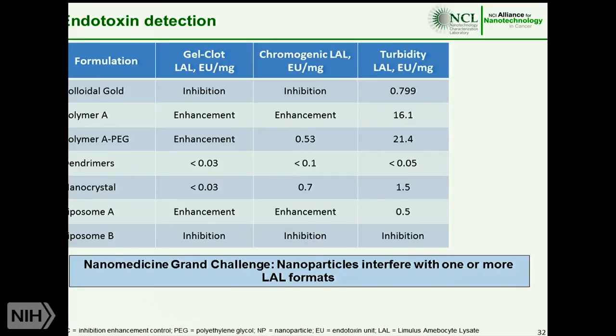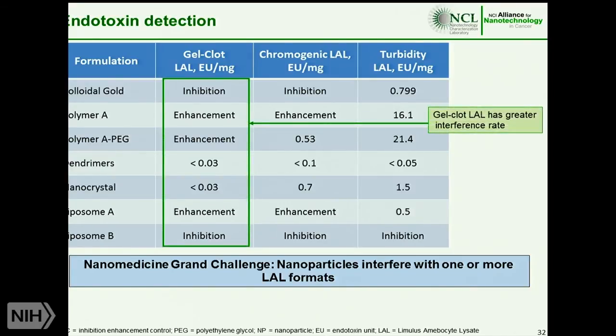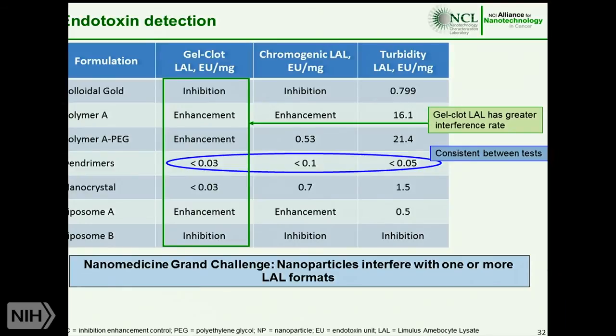What I did here, I summarized some examples from the NCL assay cascade, looking at different nanoformulations and the amount of endotoxin detected in these formulations by three different forms of the limulus amoebocyte lysate assay, or LAL assay, which is routinely used in the pharmaceutical industry to quantify contaminating endotoxin. What we found is that the majority of the nanoparticles interfere with the gel clot assay. For some nanomaterials, like these dendrimers, it doesn't matter whether we use gel clot, chromogenic LAL, or turbidity LAL.